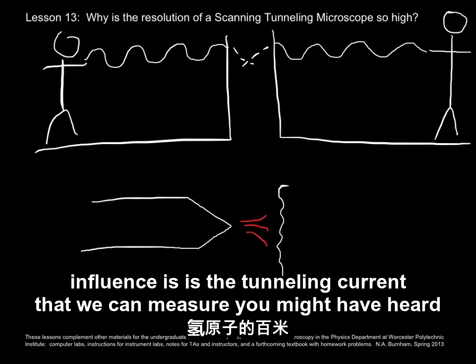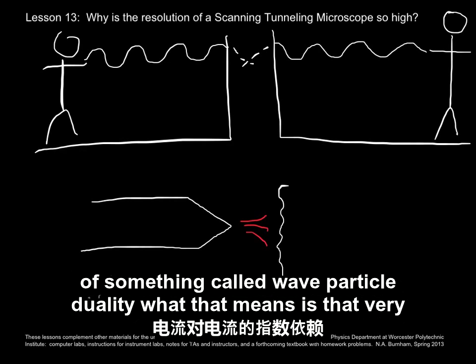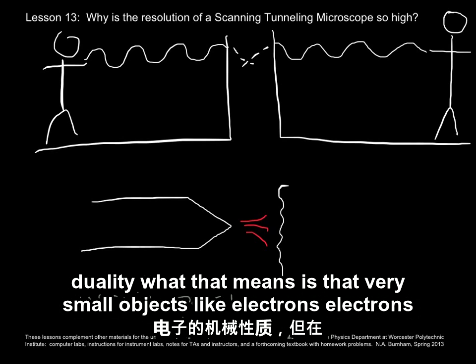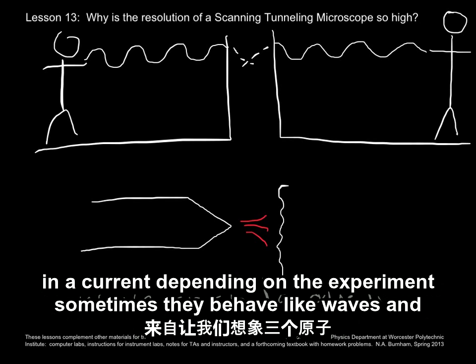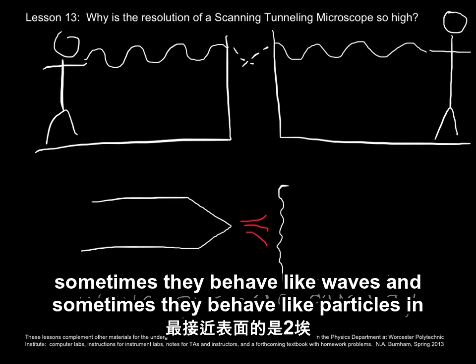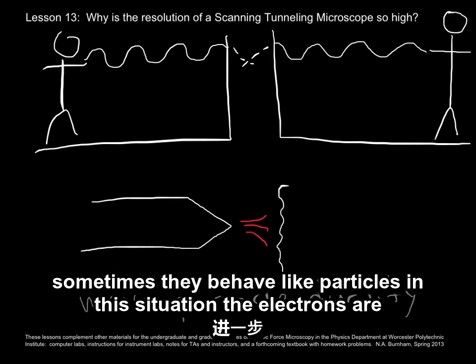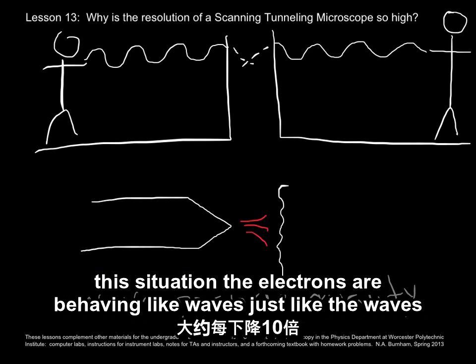You might have heard of something called wave-particle duality. What that means is that very small objects like electrons in a current, depending on the experiment, sometimes they behave like waves and sometimes they behave like particles. In this situation, the electrons are behaving like waves, just like the waves in a string.